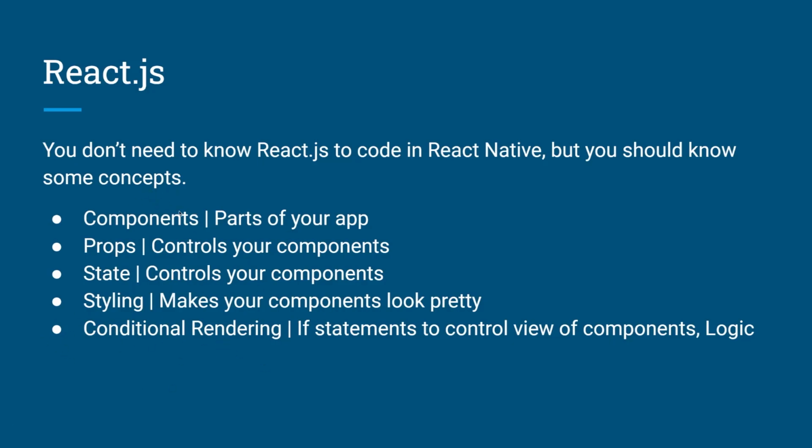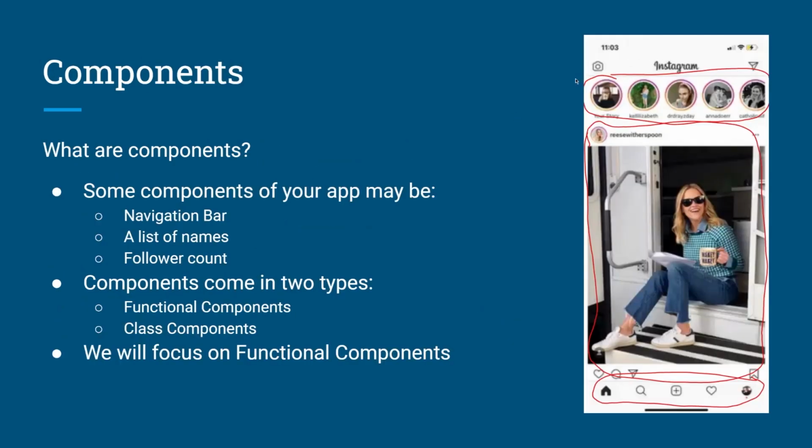So components are essentially parts of your app. So over here, there is like a story bar, and you can like scroll through like the stories of other people. That is one component. Down here there's a navigation bar. That's another component. All these buttons are components. And this whole post section, this is also a component. This heart button, also a component. So components can be a lot of things, and they come in two types: functional components and class components. We'll be focusing on functional components today.